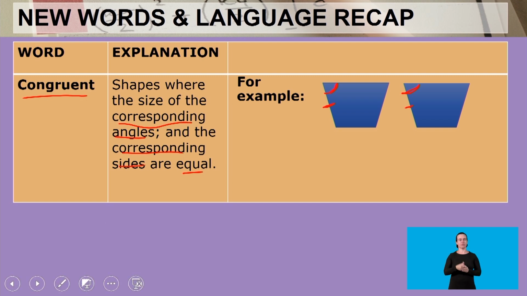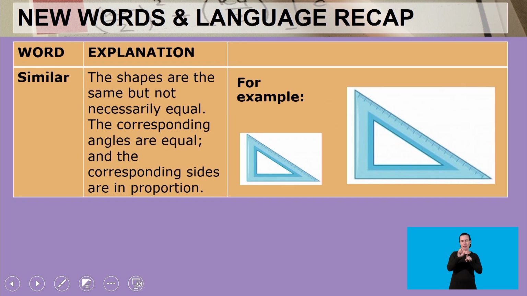And then the next word that we've learned is similar. Remember, similar is the shapes are the same, but not necessarily equal. And the corresponding angles, again, are equal. And remember, I wanted to use set squares so that you are able to remember them as an instrument we use to draw angles. So that one is 90 degrees, irrespective of size, and the other one is 30 degrees, and then the third angle is 60 degrees. That's why it's called a 30-degree set square. It is the set square that has a 30-degree angle.